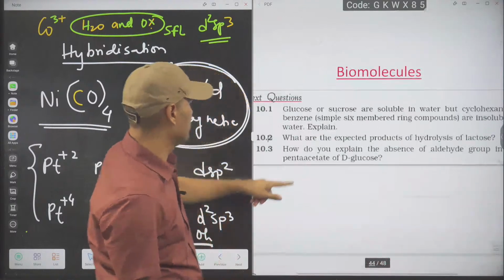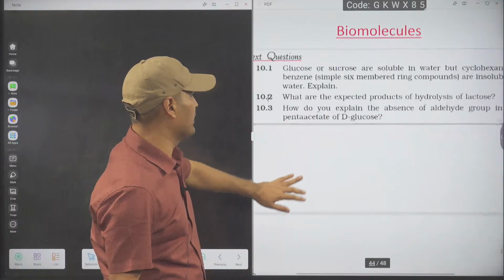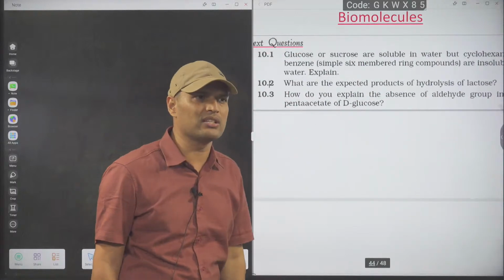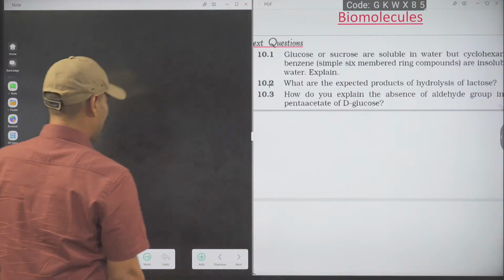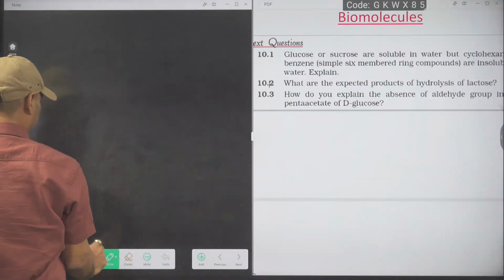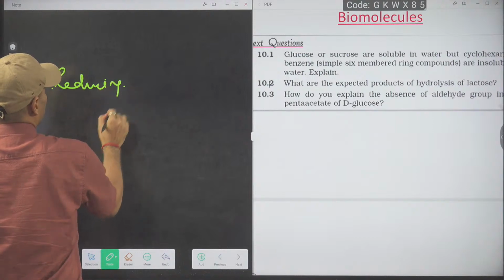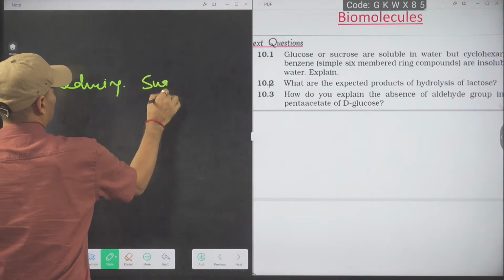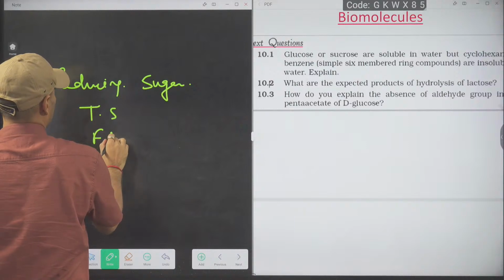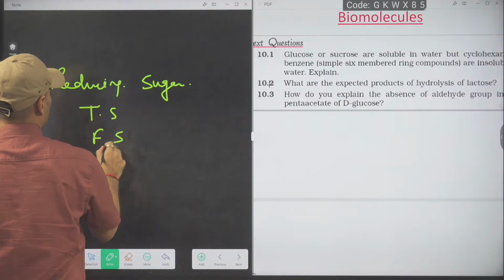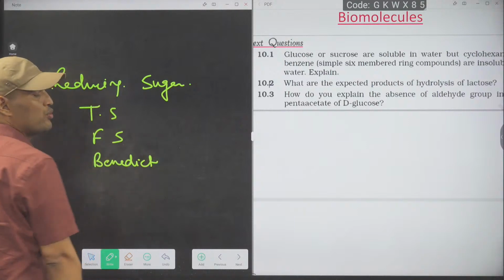Okay. Then we will finally move towards the last part, that is your biomolecules. Everyone knows biomolecules now, because the same parts are there in biology also. We will mainly see reducing sugar. What you should study in this: reducing sugar, which will give Tollens' test, Fehling's solution, Benedict's test. These tests given means reducing sugar.